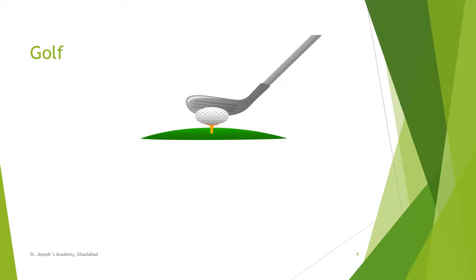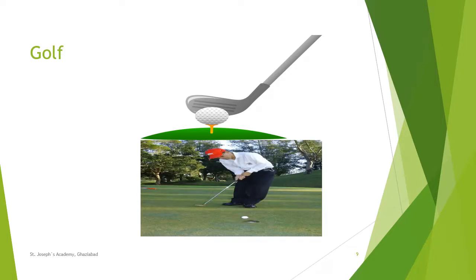On the screen you can see the picture of the stick that is used for playing golf. In the second picture you can see the player playing the game. Golf is an outdoor game which is played over a ground.